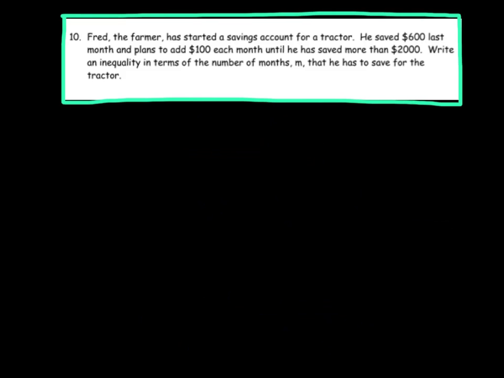Okay, we're going to take a look at a couple now. We actually have to set up the problem. So this one says Fred the farmer has started a savings account for a tractor. He saved $600 last month and plans to add $100 each month until he has saved more than $2,000. Write an inequality in terms of the number of months M that he has to save for the tractor. So what we first want to look at is how much he's starting with. So he's saved already $600. That means he's starting with $600.